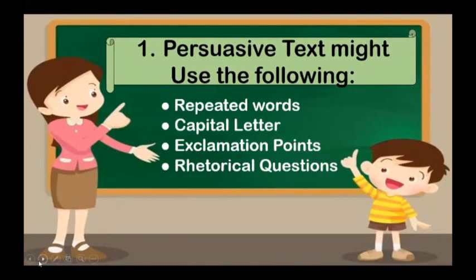So how do we make persuasive text? By using any of the following. We can use repeated words. For example, in your advertisement, you put sale, sale, sale. Or you may capitalize the letters. You can also use a lot of exclamation points because it seems like it's yelling or screaming out the idea or the information you want to convey, and it gets the attention of your potential customers or the audience that you want to get your message across to.